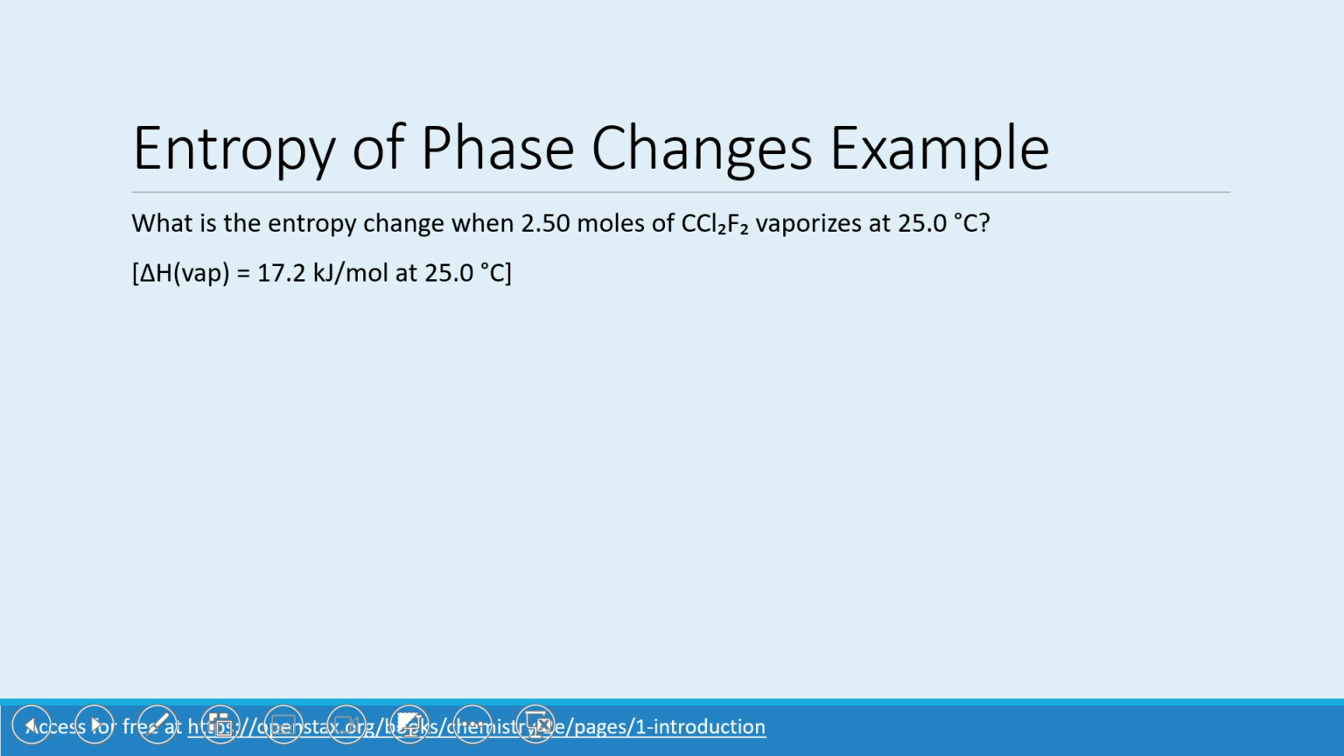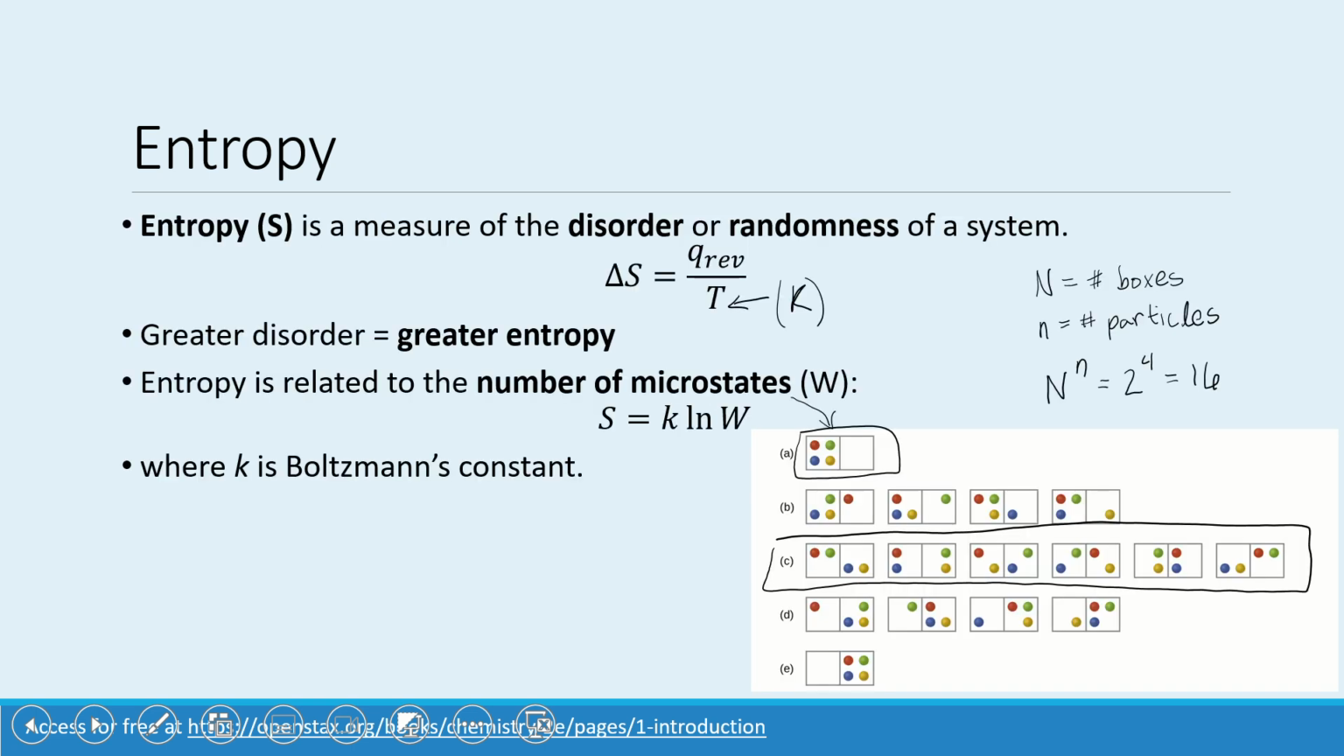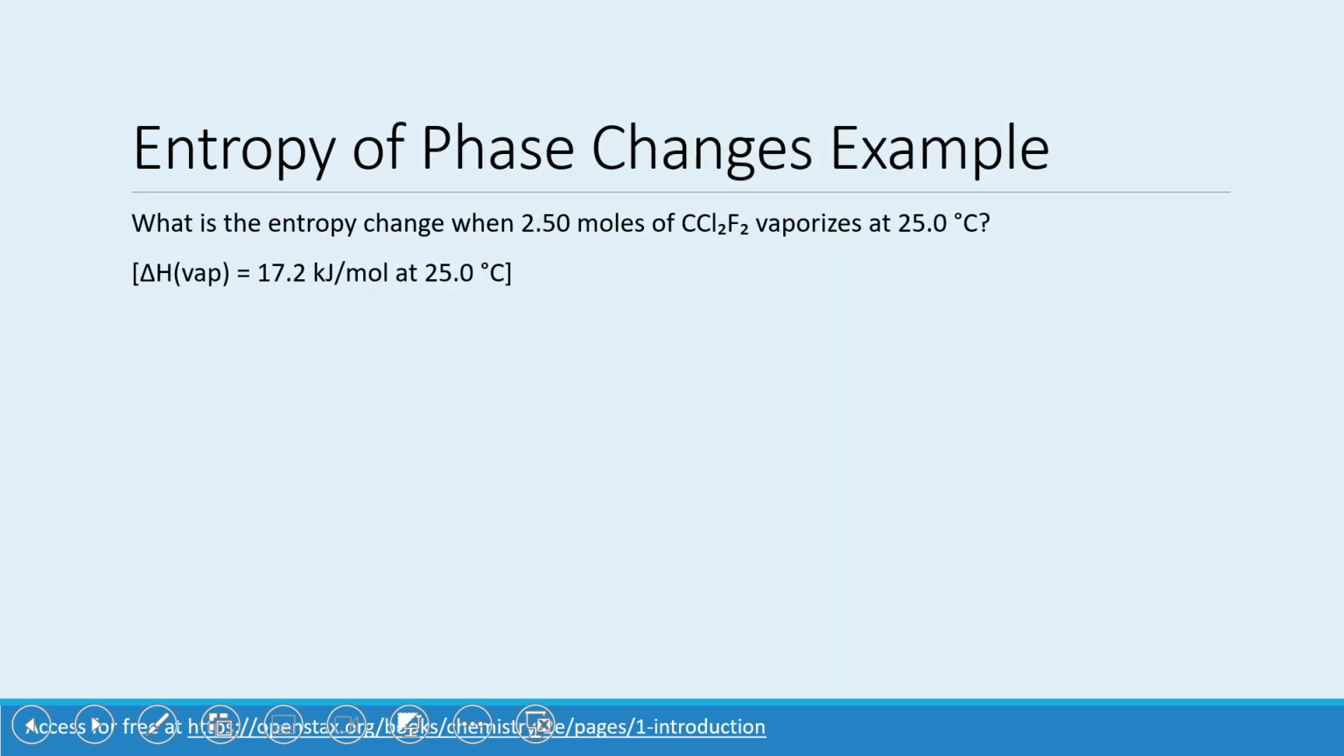So we're going to practice a question where we're looking at the definition of entropy. What is the entropy change when 2.5 moles of carbon dichloride difluoride vaporizes at 25 degrees Celsius? And they give us the delta H value. So remember that the equation for entropy is going to be delta S equals Q over T.